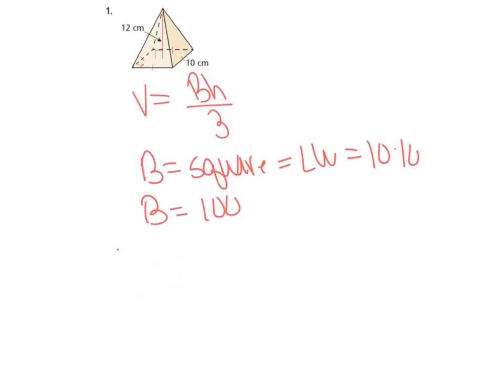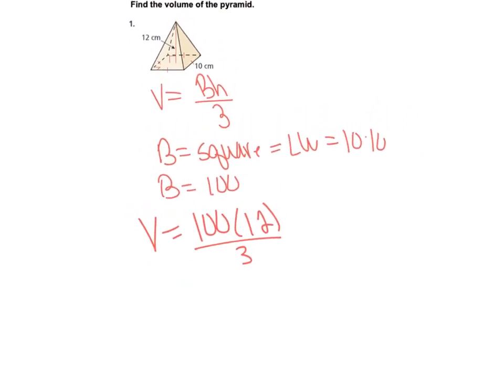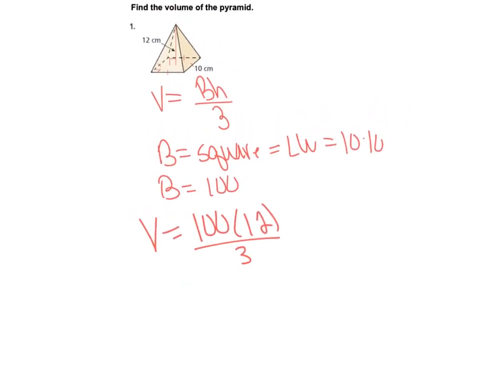And then we're going to plug those numbers in. The volume is the area of the base, which is 100, times the height of the pyramid, which in this case is 12, divided by 3. We always divide by 3, doesn't matter what the shape of the base is. And we get that our volume is 400 centimeters cubed.